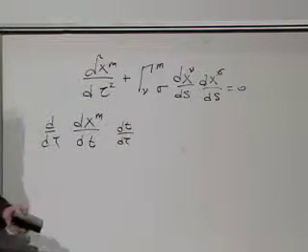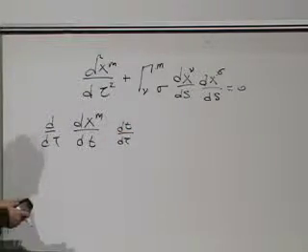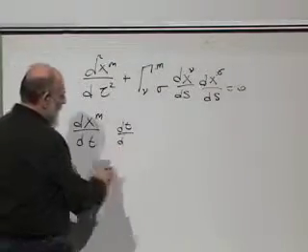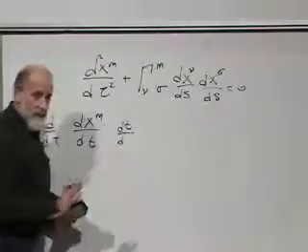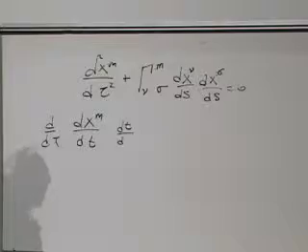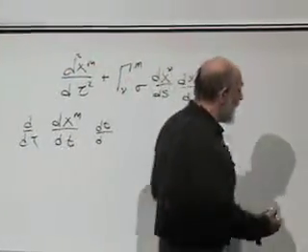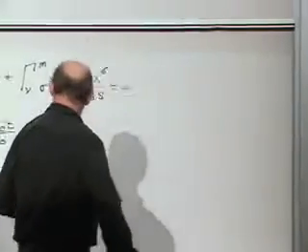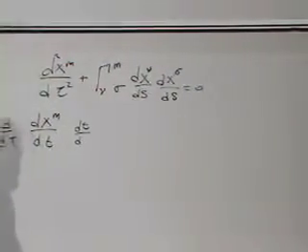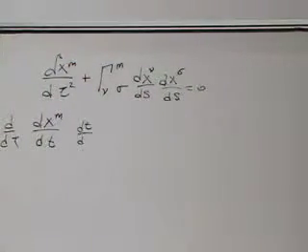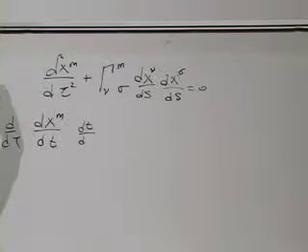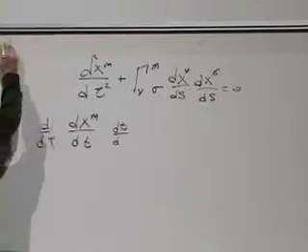But what is dt d tau? dt d tau is not 1. It's not 1. We have to remember what t is in terms of tau. Well, we have to work out what dt by d tau is. But we know what it is. All right, let's work it out.